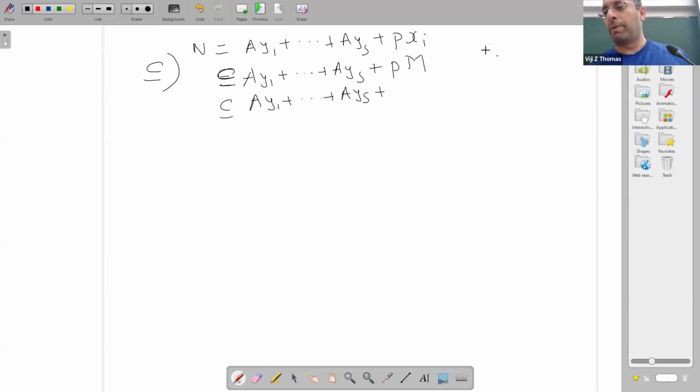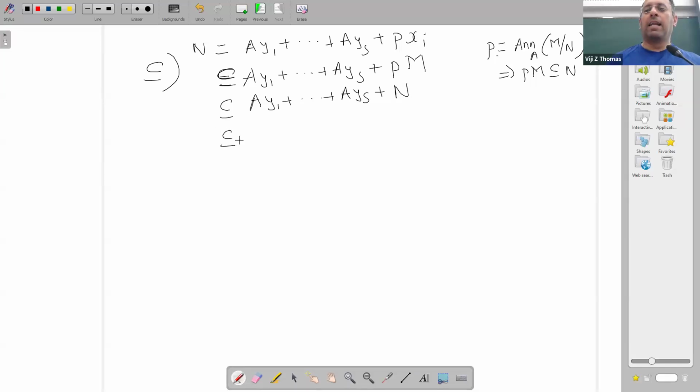Good. This is contained in A y1 plus dot dot dot plus A ys plus Pm, which is contained in where? Let's remind ourselves. P was a prime ideal. We had proved it in the first step. Anyway, that is not needed here. All I need is that P was the annihilator of M by N as an A module. This implies actually that Pm is contained in N. So this is contained in N.